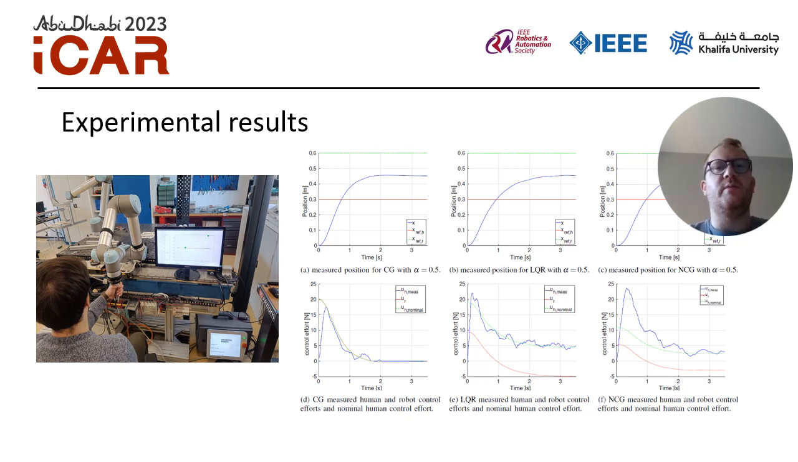As expected from the simulations, the cooperative game theory shows that once the equilibrium is reached, so the shared reference is reached, neither the human nor the robot puts any more effort into the system. On the contrary, the other two controllers still inject effort into the system to keep the equilibrium properly.